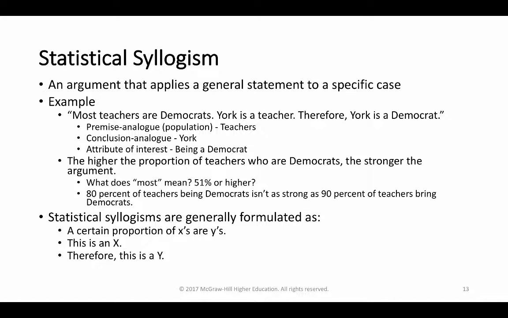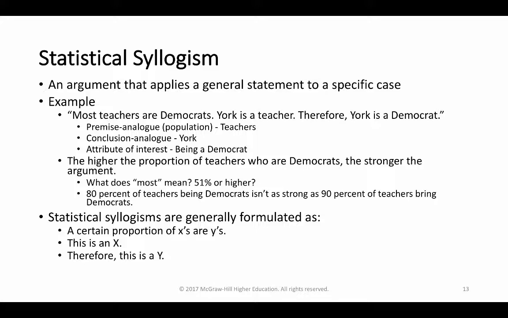Now, the higher the proportion of teachers who are Democrats, the stronger this argument's going to be. The strength of this argument depends on what the term "most" means. 51% could qualify as most, but that still leaves a 49% chance that York isn't a Democrat. It's always better if your statistics are less vague, but they often aren't. So if 80% of teachers are Democrats, that's a stronger argument. 90% is even stronger than that. So evaluating the strength of this argument might mean doing some research about how many teachers are actually Democrats.